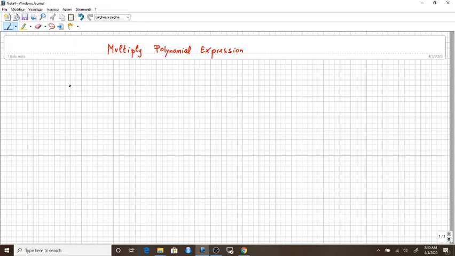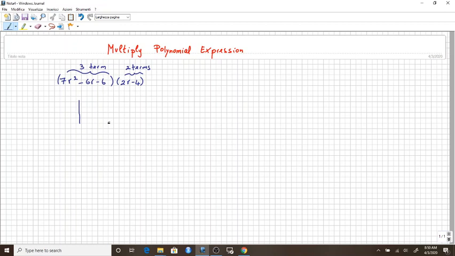Here is another one. 7r squared minus 6r minus 6. We want to multiply this by 2r minus 4. So this polynomial expression is a trinomial, so it's made up of 3 terms. This polynomial expression is a binomial, so it's made up of 2 terms. So we expect to get a polynomial expression made up of 6 terms.